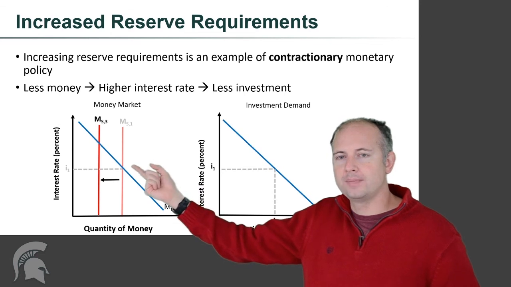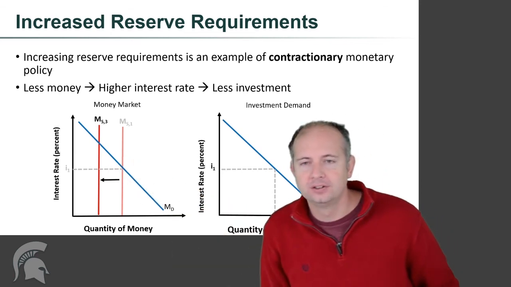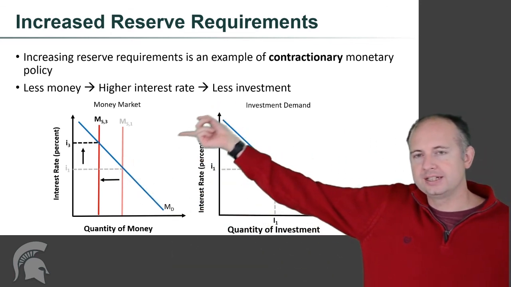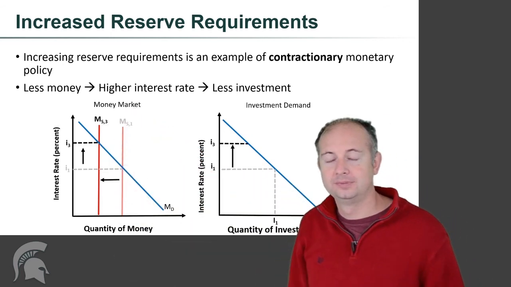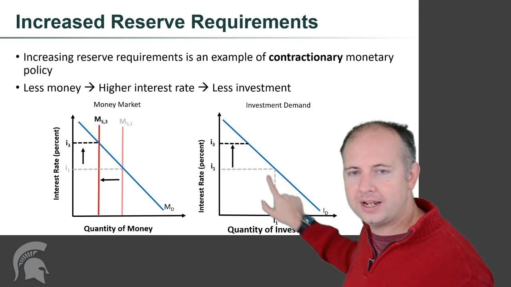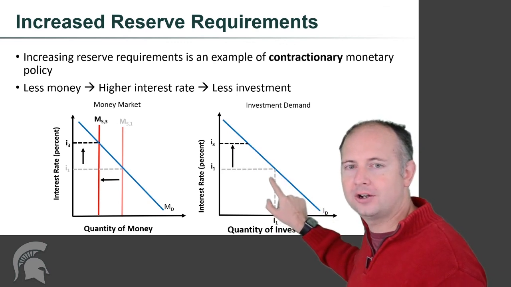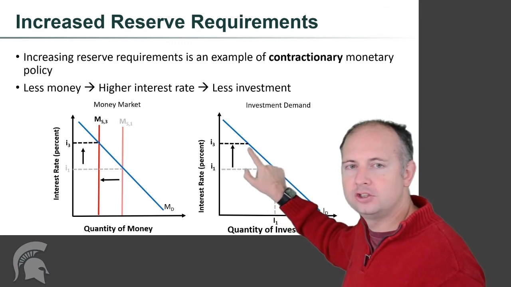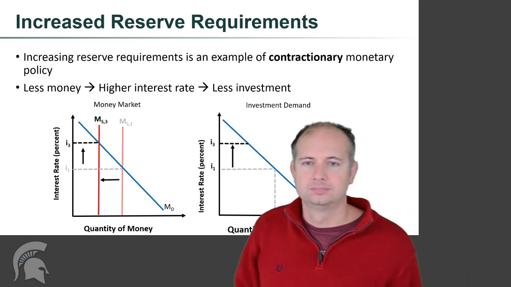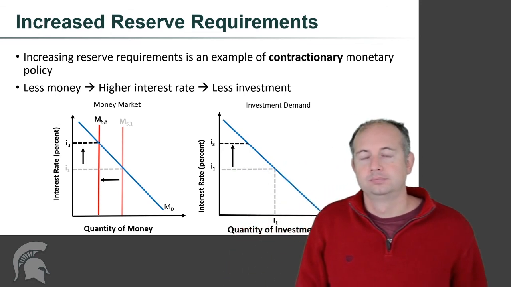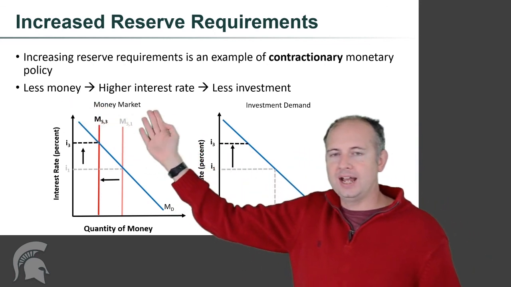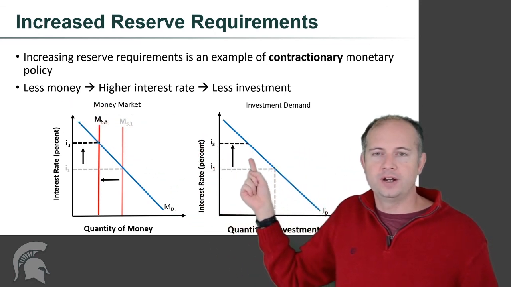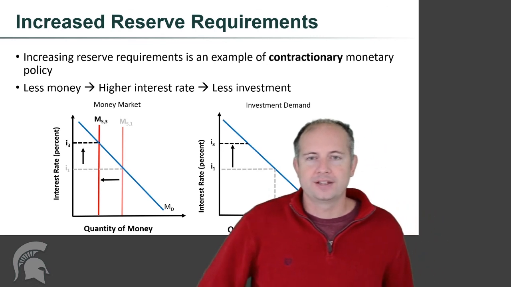We can show that here. Our money supply shifts to the left. That leads to higher interest rates. What happens with higher interest rates? Well, according to our investment demand curve, we're going to move up and to the left. Again, less money leads to higher interest rates, which makes us move up and to the left and leads to less investment.